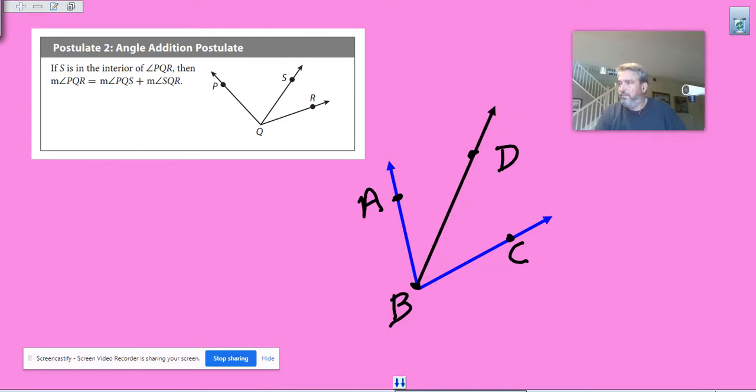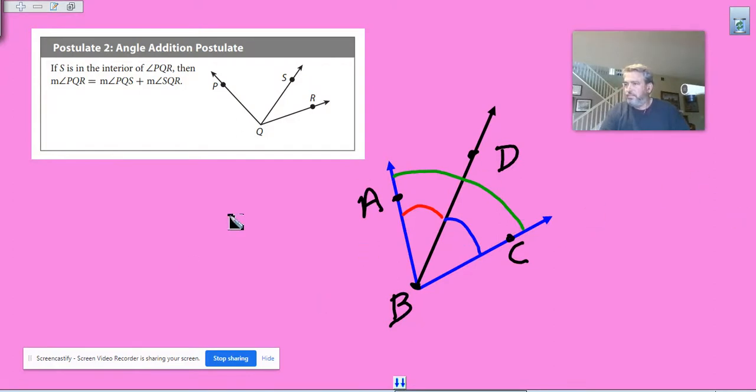Okay. Now, I'm going to say, if I measure and I measure together, I would get this one. Isn't that kind of like segment addition we learned this week? So I'm going to write that down.